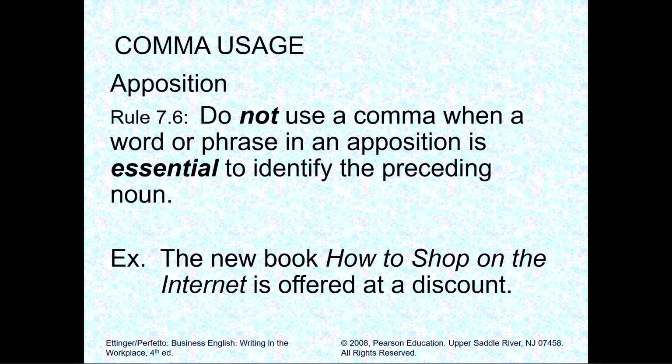Why? Because let's take it out, right? And now let's reread it. The new book is offered at a discount. Which new book? There are millions of new books. So how do we know which one is offered at a discount? We need more information. So How to Shop on the Internet is more information. This is the apposition, right? So the new book How to Shop on the Internet is offered at a discount. There are no commas. This is the 7.6 apposition rule, right? Essential, no commas. Non-essential, commas.